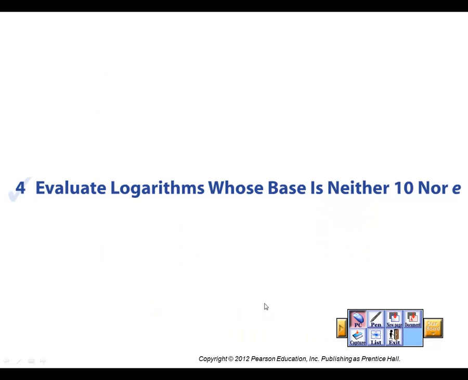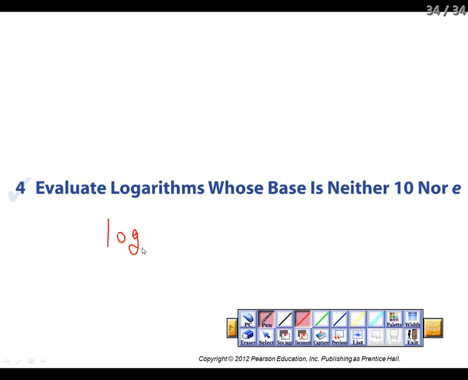Alright, evaluate logarithms whose base is neither 10 nor e. So we said before that log x is the same thing as log x base 10, and that is something that the calculator can use. Your calculator is base 10, and you can also use natural log as well. Log x base e, we also know that's natural log x.